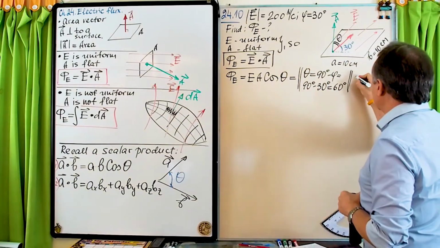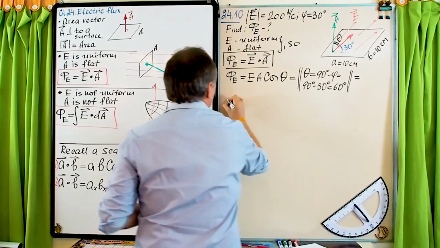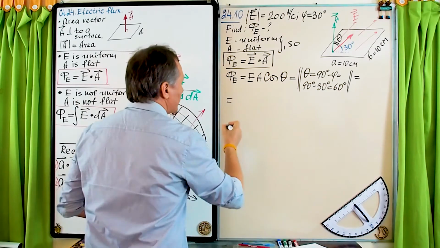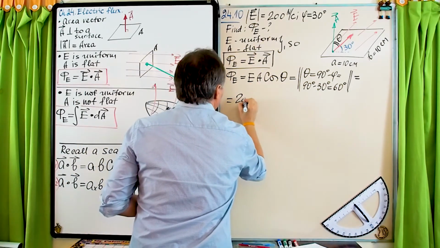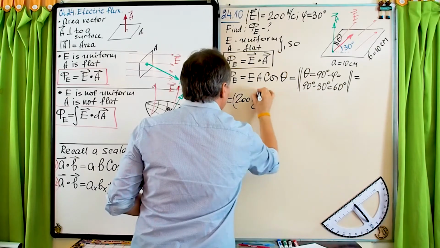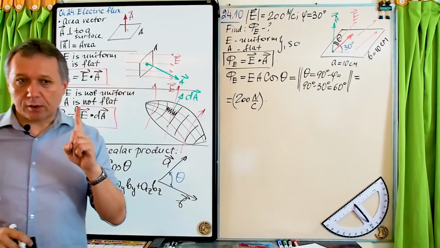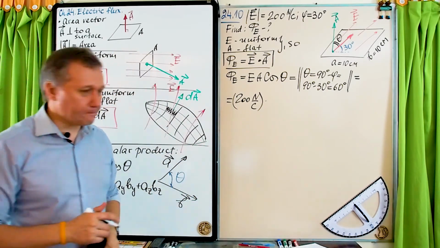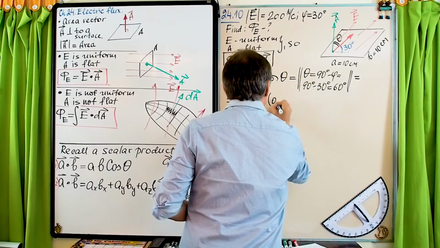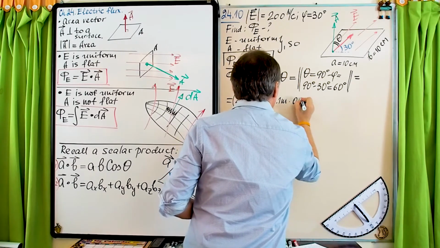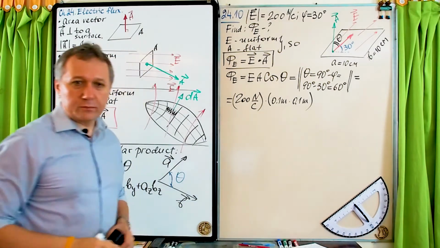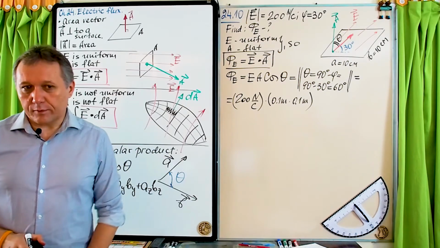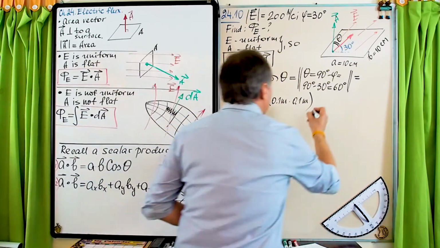Okay, so now we can write explicitly. Basically, this is the only point where mistakes are possible. So electric field, 200 newtons per coulomb. Area vector, again, don't forget to convert to meters. A and B, don't use centimeters. So it will be 0.1 meter times 0.1 meter. So you remember the magnitude of the area vector equals the area of the surface. Right? And then cosine of 60 degrees.